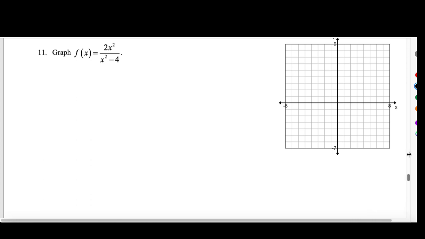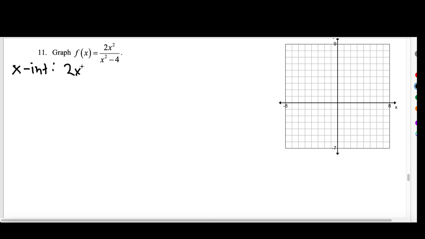Here's our next example. F of x equals 2x squared over x squared minus 4. So let's go through the same process we did with the last example, right? Let's find the x-intercept first. This is always going to correspond to where the numerator is equal to 0, right?